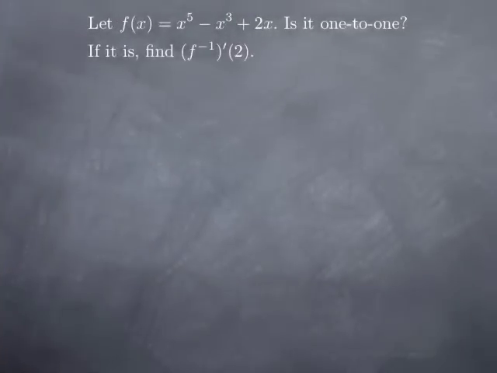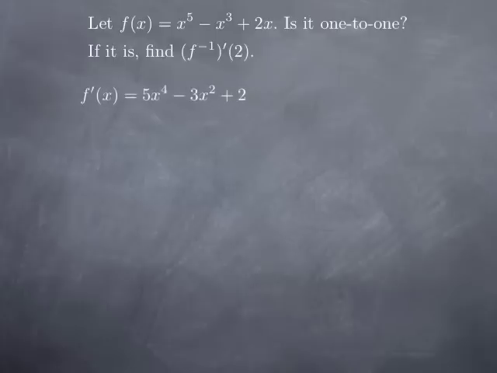Now let's look at an example to apply this formula. We consider the function x to the fifth minus x cubed plus 2x. And first we want to justify that it's 1 to 1. And once we've done that, we want to find the derivative of the inverse function at 2.